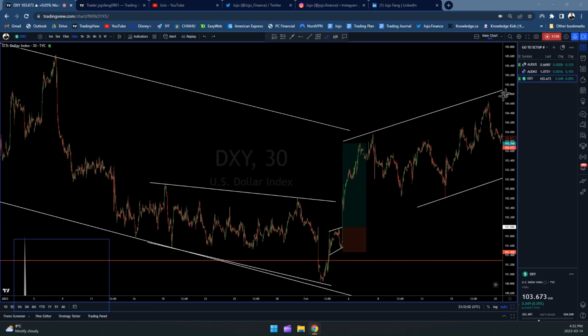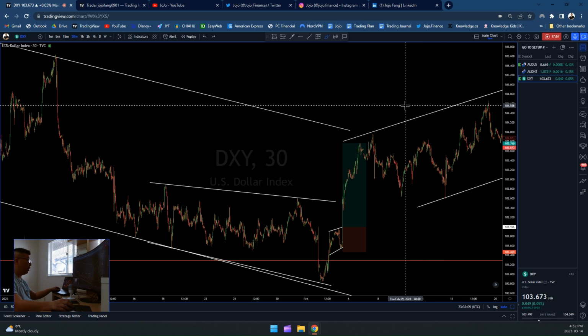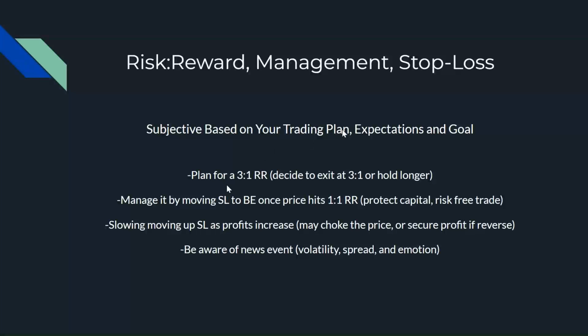So I bring up these three recent examples to give you a better perspective on which method is better to use, which kind of management is better to use. These are a few things that you need to consider, right? There is no set answer when it comes to risk reward management and stop loss. There is no one way of doing this, whatever trading strategy you use or style that you trade, right?